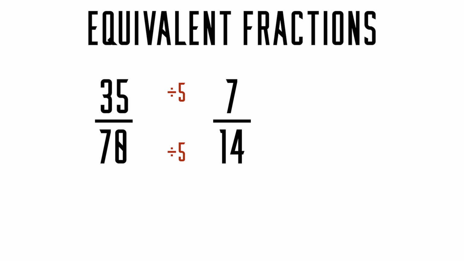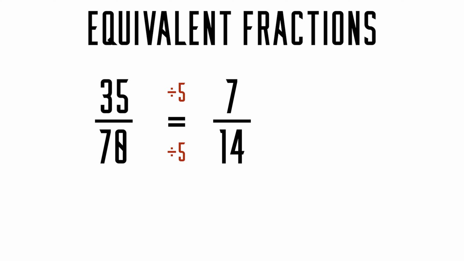If we divide 35 by 5, we get 7, and 70 divided by 5 is 14. So we now have a fraction of 7 over 14. This is referred to as an equivalent fraction because this means the same thing as 35 over 70. It is just written in a simpler form.